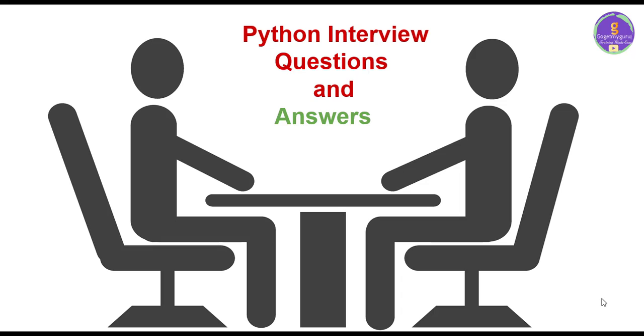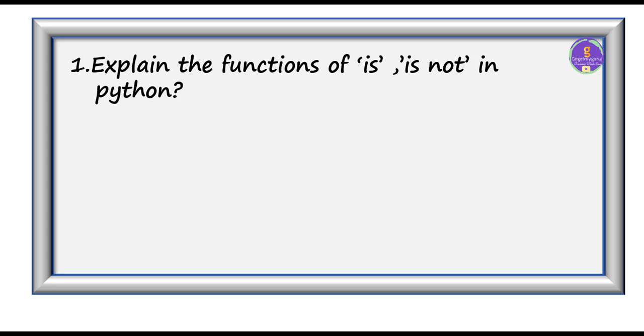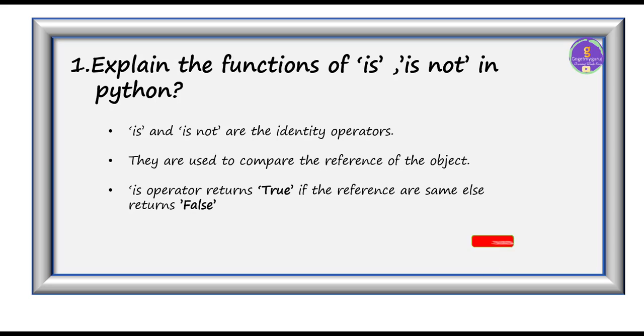So the first question for today's session is, explain the functions of is and is not in Python. So what are these is and is not? Can you recall? Yes, is and is not are the identity operators in Python. They are used to compare the reference of objects. The is operator returns true if the references are the same, else it returns false. Is and is not are opposites.